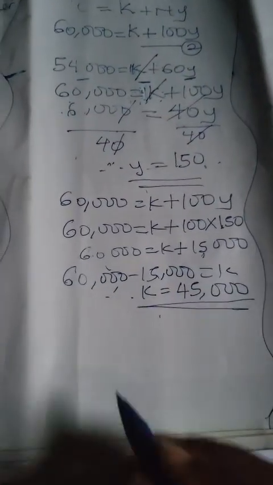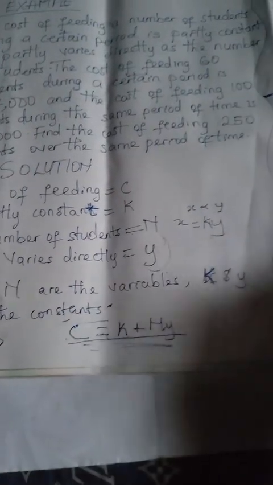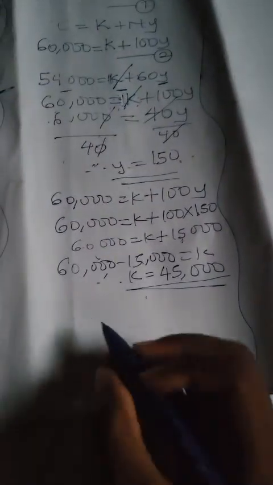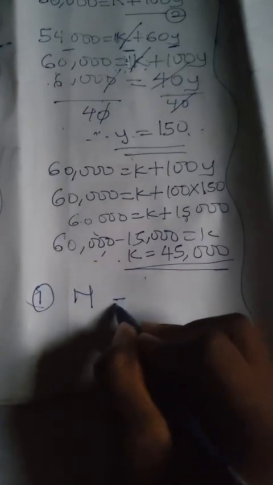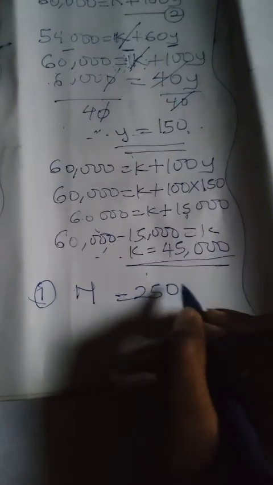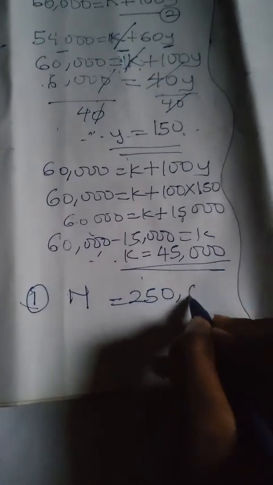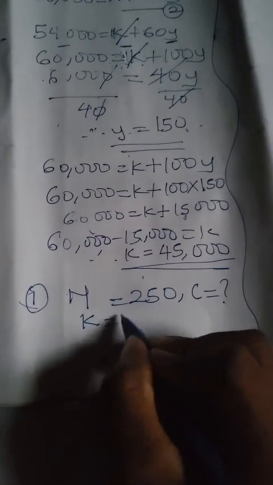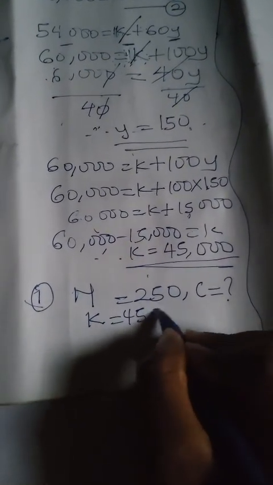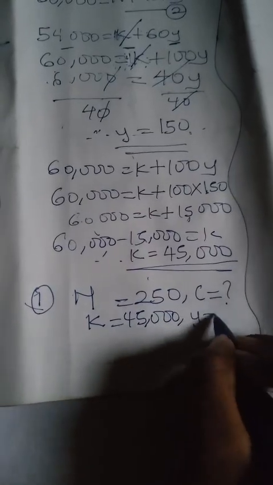So let's now read the question for that. They now said, find the cost of feeding 250 students over the same period of time. So the number of students now, this is the real question we're meant to solve, is 250. We're looking for the cost. We know the two constants, which don't change. The first constant k is 45,000. The second constant y is 150.